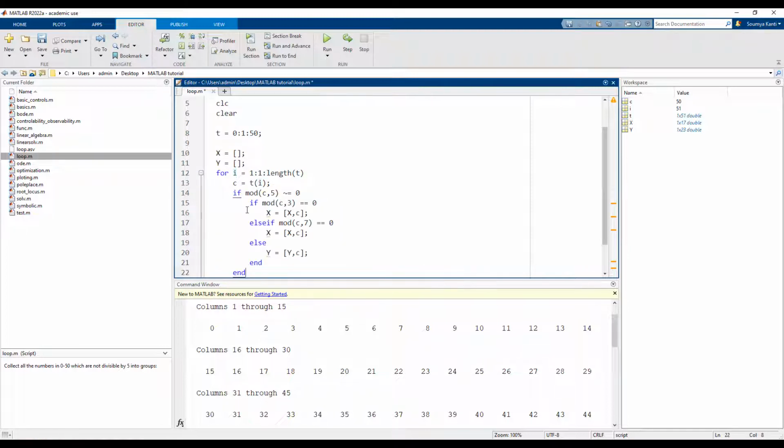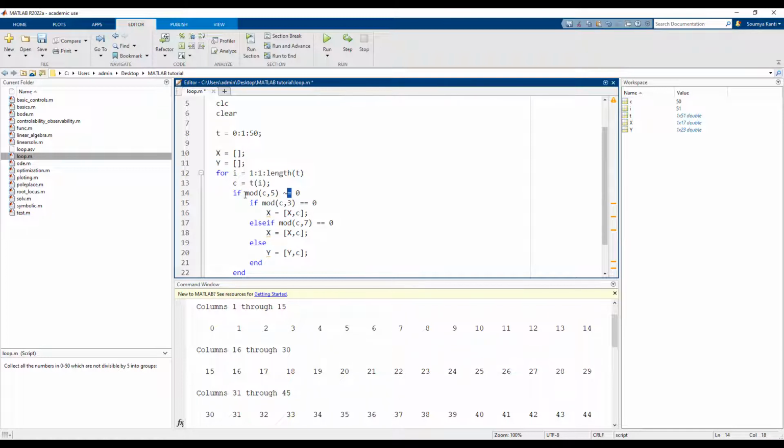Now this if statement will start. What we'll check is, this mod finds the remainder. This is the first value, and this is what you need to divide it by. So I'm dividing c by 5, and this tilde followed by equals means not equals to.